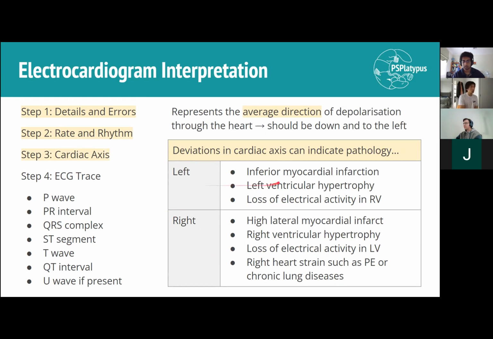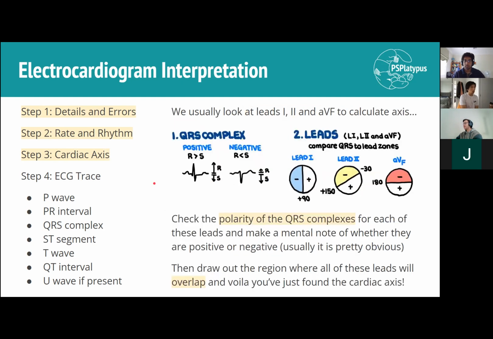The main ones to keep in mind are that if it's left deviation, then we could be having left ventricular hypertrophy, just because there's more muscle there, so the electrical impulses tend to go more to the left, or we could have loss of electrical activity in the right ventricle. So everything's concentrated in the left. And basically everything is flipped over for right axis deviation. Here are, again, a couple of diagrams for just the steps.